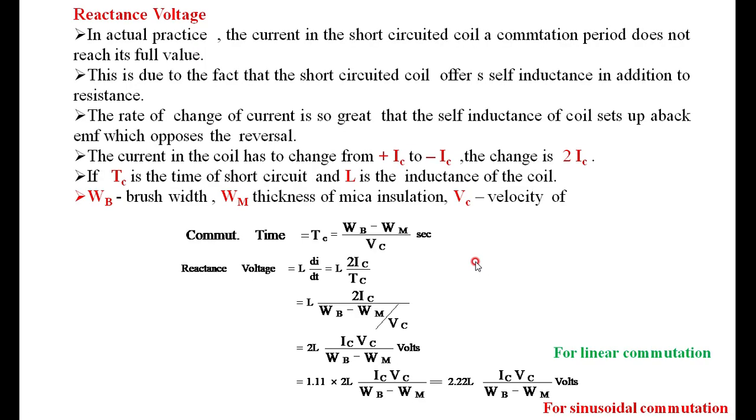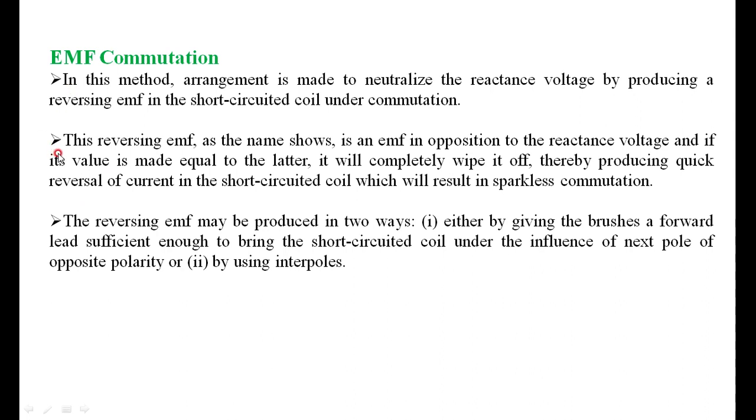Now we have got a reactance voltage, that is EMF1. In this method, the arrangement is made to neutralize the reactance voltage by producing a reversing EMF in the short circuited coil under commutation. This reversing EMF is, as the name shows, an EMF in opposition to the reactance voltage. The reversing EMF may be produced in two different ways. One is shifting of the magnetic neutral axis. The other one is by using the interpoles. This is what they usually adopt in the DC machine.